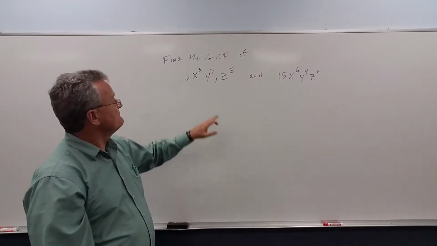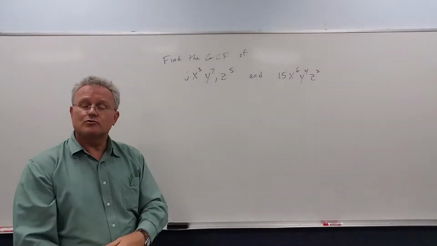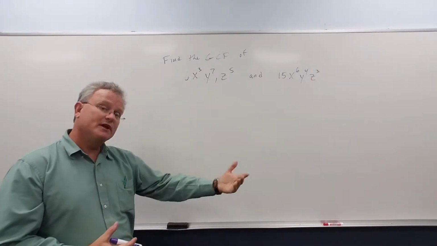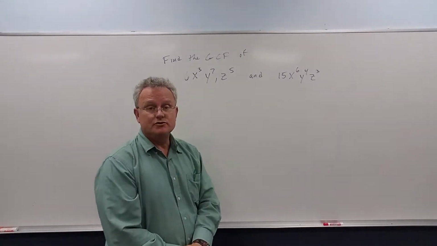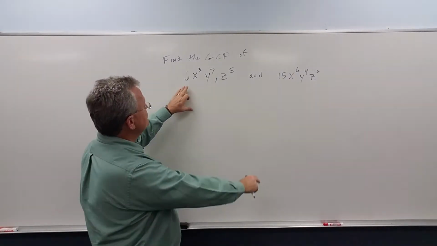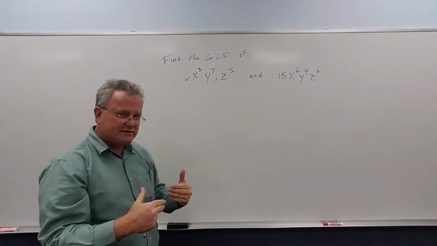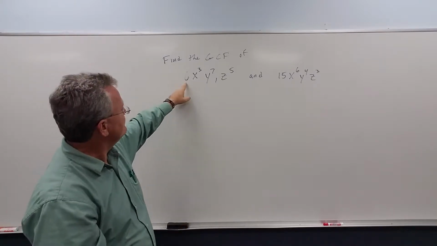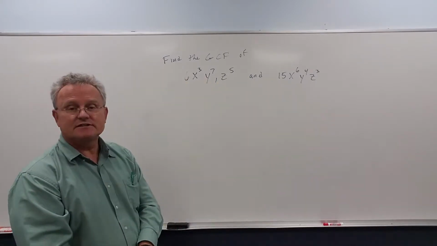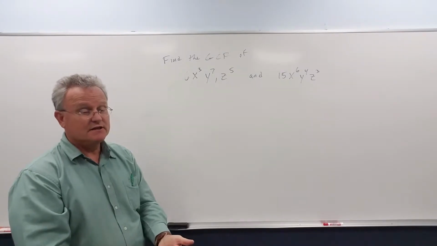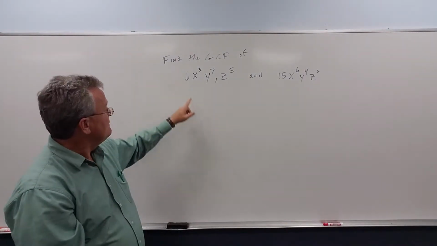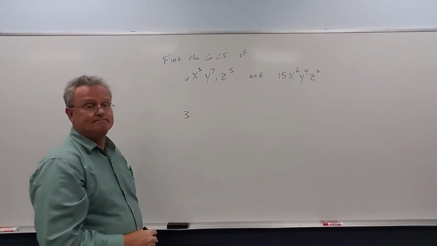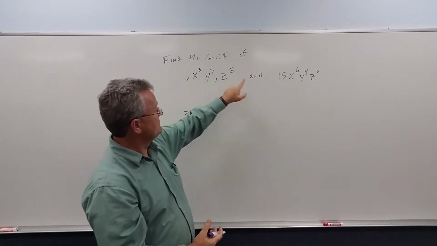Okay, so in this problem, we're given two expressions and we're asked to find the greatest common factor, the biggest thing we could factor out of these two terms. So looking at the numbers, the greatest common factor is the biggest number that divides into 6 and 15 evenly. Well, the biggest number is 3. 3 divides into 6 and 3 divides into 15. So that's the greatest common factor for the numbers.